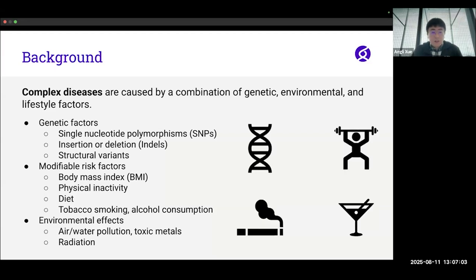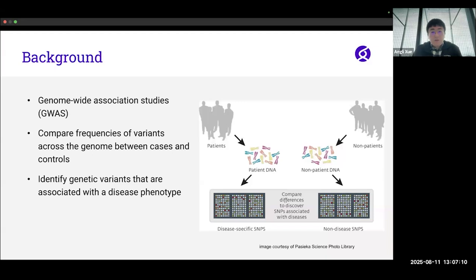So particularly, we're interested in how we can identify the genetic associations with complex diseases. About two decades ago, people came up with the genome-wide association approach, which is a hypothesis-free method where you collect large-scale patient samples and non-patient samples, collect their DNA and do genotyping or whole genome sequencing. And you compare the frequency of the variants across the whole genome between these cases and the controls, then identify the genetic variants that are associated with the disease phenotype.